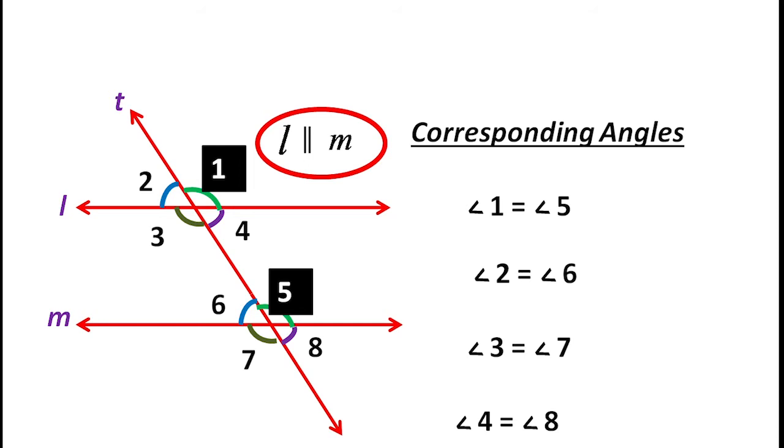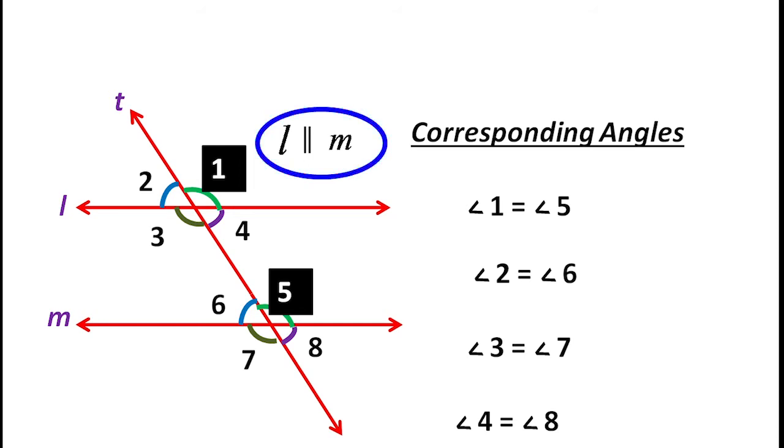If L and M are parallel, then the corresponding angles are equal. Only one pair I have highlighted to identify that because they are lying on the same side of the transversal and both should be either above or both should be below the parallel lines.